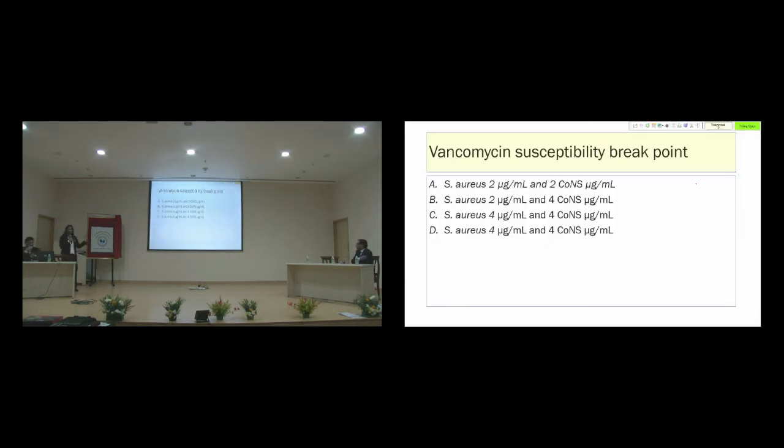So answer this question. What is the vancomycin susceptibility breakpoint for Staph aureus and CoNS? Whether it is the same or different? I'll skip this. Okay, so what is the answer here? It is 2 microgram per ml for Staph aureus, and for CoNS it is 4.